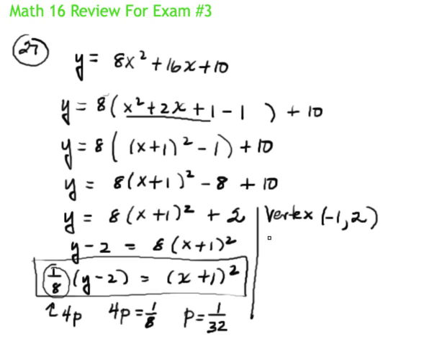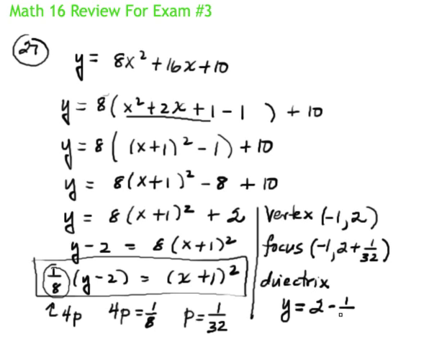And now the focus. This is a parabola with an x squared term. It's an up-down parabola, facing up-down. So to get the focus, we add p onto the y-coordinate. So that's -1, 2 plus 1 over 32. And to get the directrix, we subtract p from the y-coordinate of the vertex. So that would be y equals 2 minus 1 over 32.